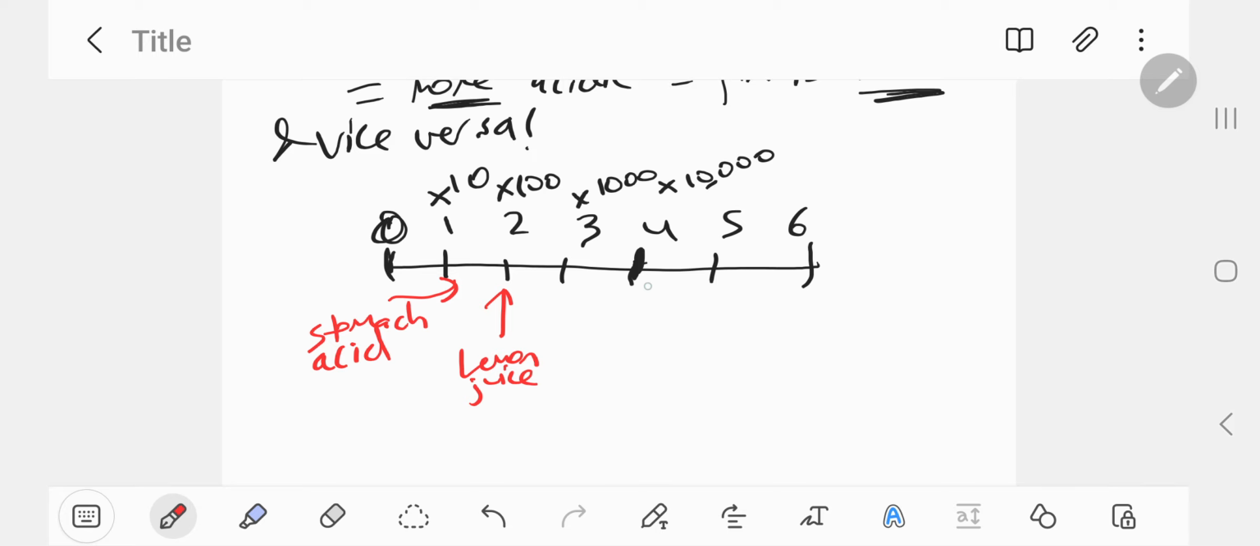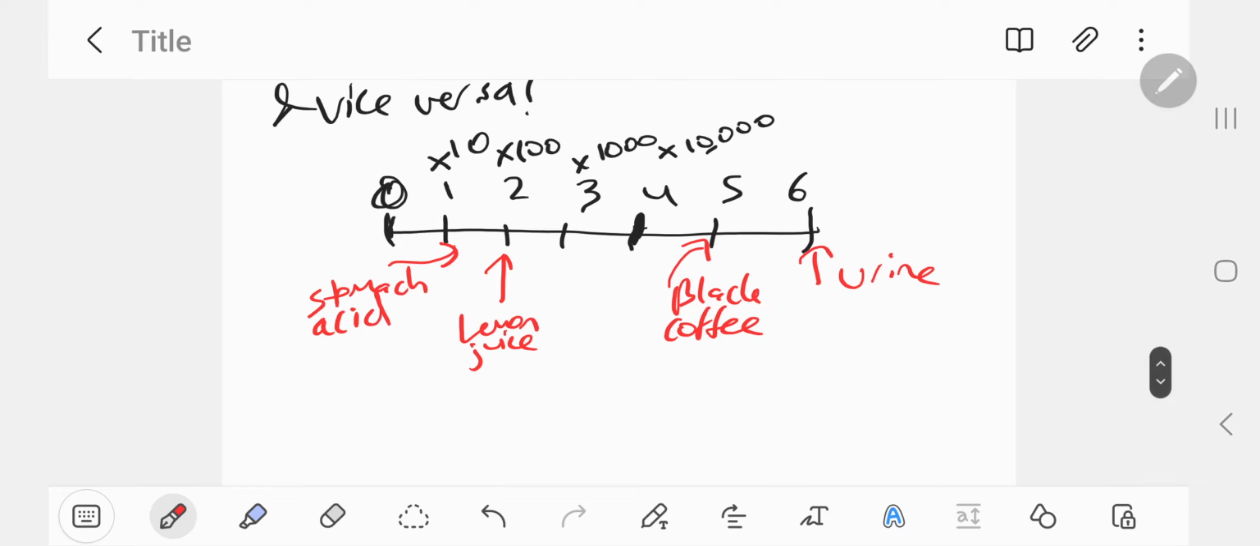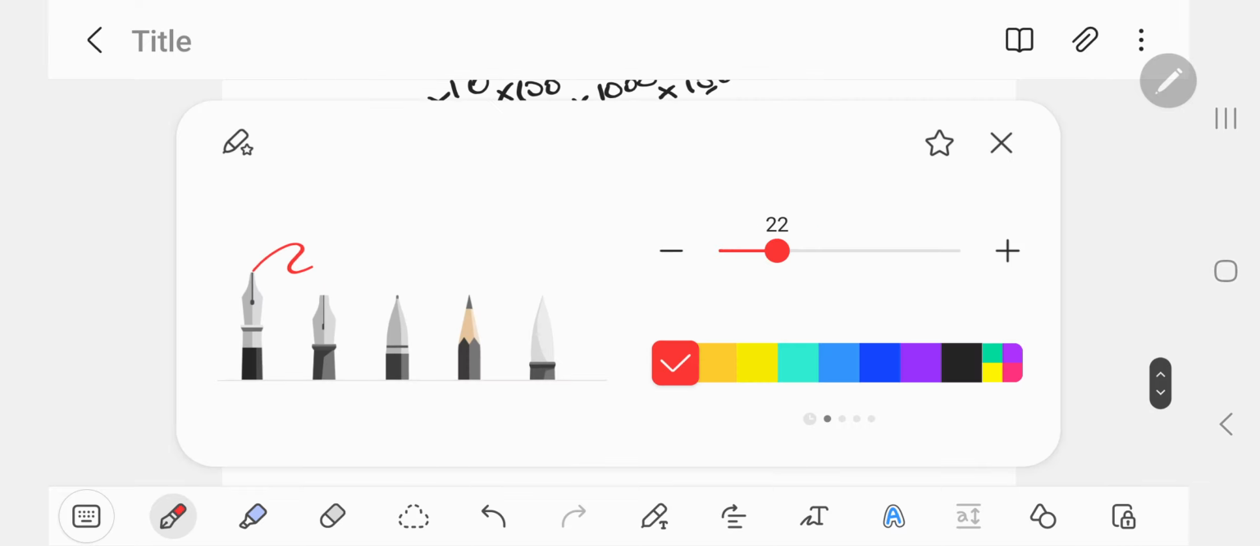Tomato juice, pH of 4. Things like black coffee. So coffee is actually slightly acidic, pH of 5. Your urine is also slightly acidic. So there are examples of acids. Here are some examples of bases.